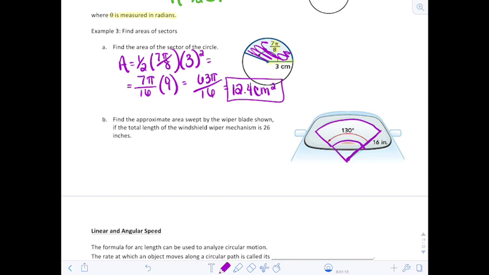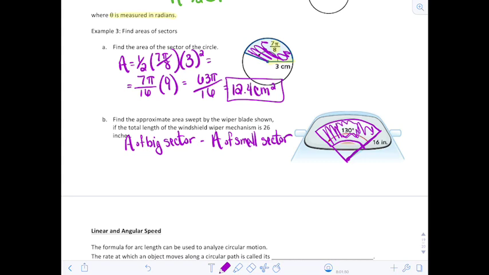So this is a concept that we've learned for a long time and that we've used. To find this area in here, we're going to take the area of the big sector minus the area of the smaller sector. And then we'll have the difference.